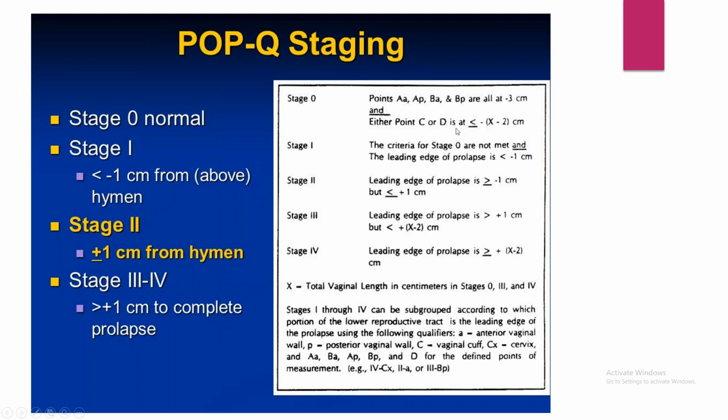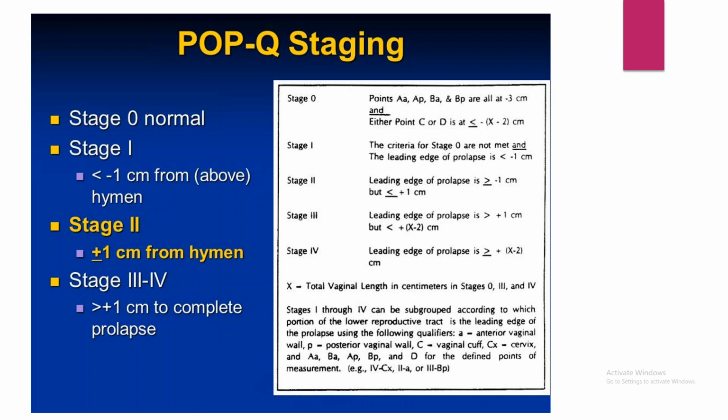C and D will be, so when you are doing this, X is the total vaginal length. When you are measuring the total vaginal length, C and D points will be at less than or equal to total vaginal length -2. So what does it mean? If you measure the total vaginal length as 9 centimeters, then C and D should be at the level of -7 or -8. So -7 will also be included in stage 0.